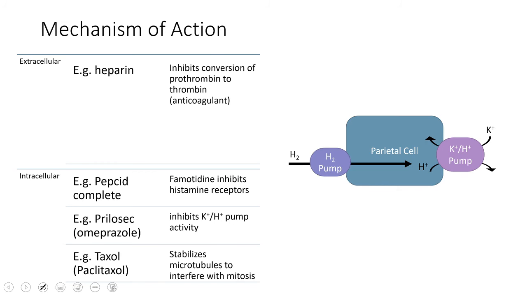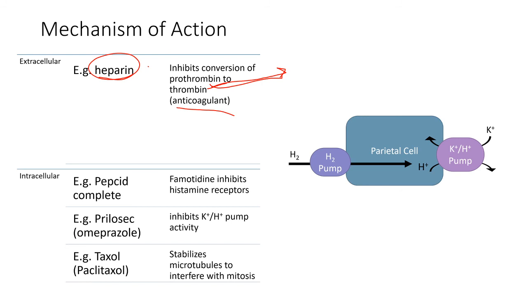I have 10 minutes. Mechanism of action also has an extracellular and an intracellular component. An example of an extracellular component would be heparin. Heparin works as an anticoagulant because it inhibits the conversion of prothrombin to thrombin. Thrombin is necessary to convert fibrinogen to fibrin, and that forms the clot. So heparin is extracellular and prevents conversion of proteins that are required for clots to form.